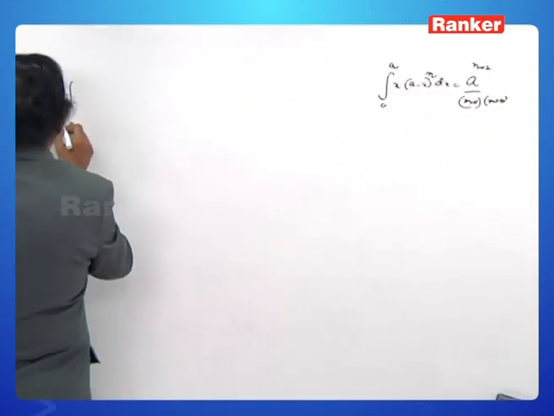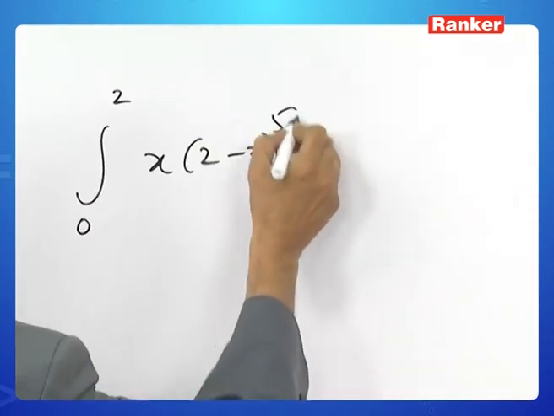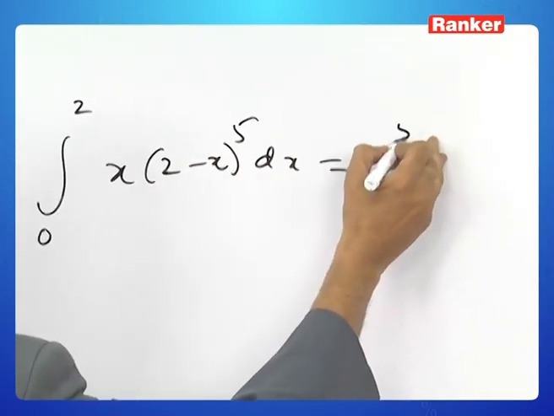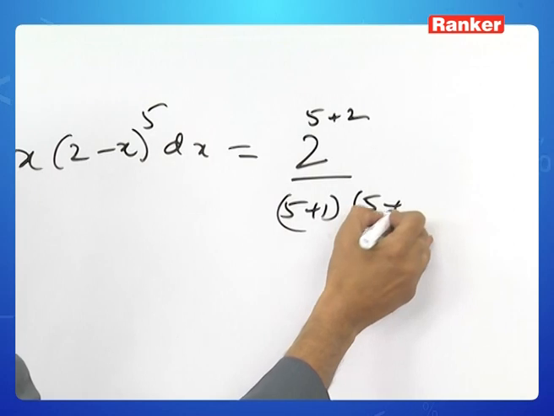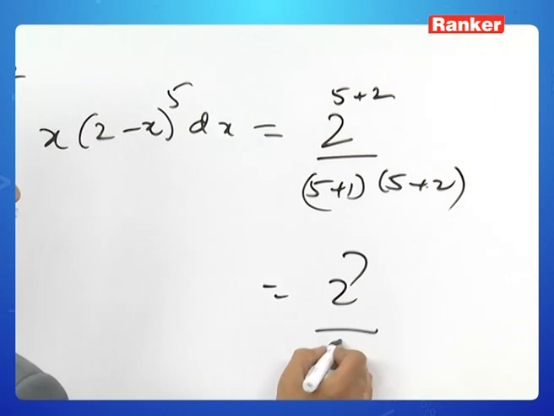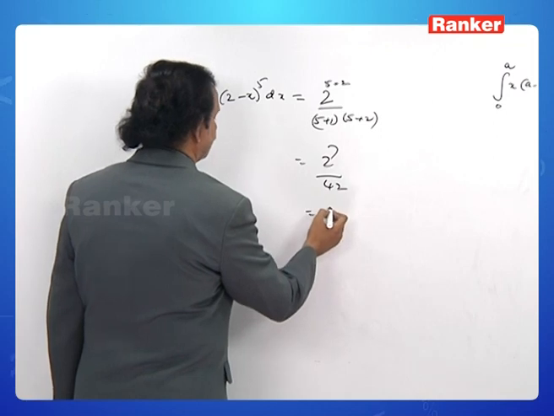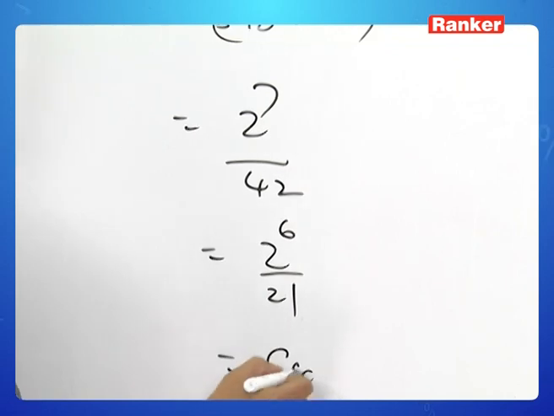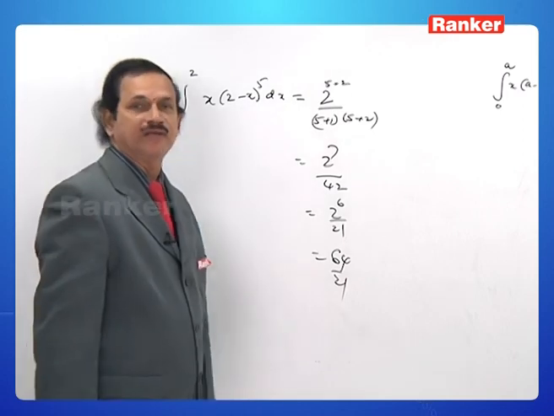Okay, integral 0 to 2 x into 2 minus x whole to the power of 5. Come on, in the place of a we have 2, in the place of n we have 5, so 2 power 5 plus 2 by 5 plus 1 into 5 plus 2. So the answer is 2 power 7 by 6 into 7, that is 42. So it is 2 power 6 by 21, 64 by 21. That gives you the answer. Like this, we make use of that.